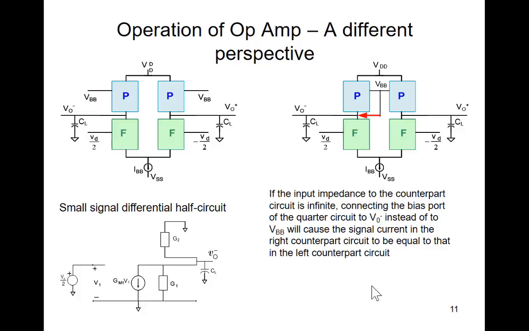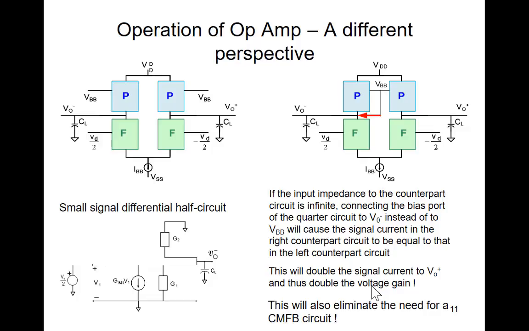This kind of connection, if the output impedance is high, forms what's called a current mirror. And if the signal current that we steer to the output is the same as the signal current in that quarter circuit on the left, we will double the amount of signal current that's being steered to the load. Furthermore, you could show that if you bias the circuit this way, we no longer have to have a separate DC bias voltage to establish the operating point for the counterpart circuits. So we eliminate the need for a common-mode feedback circuit.